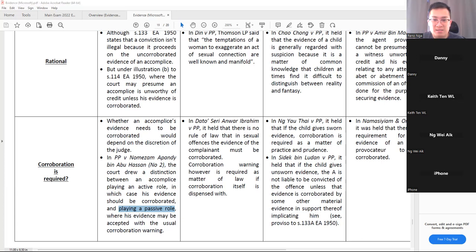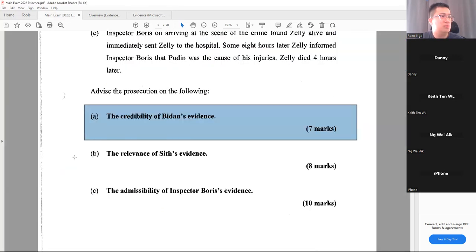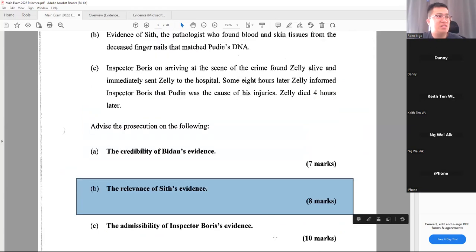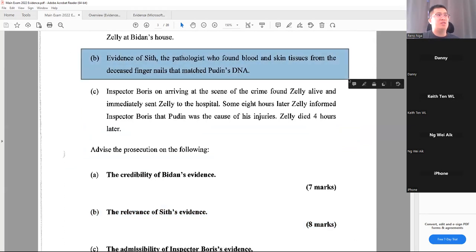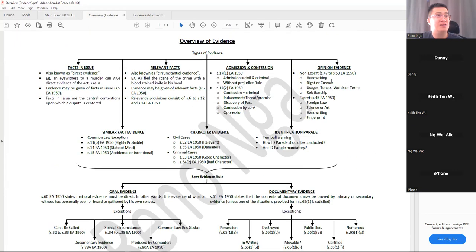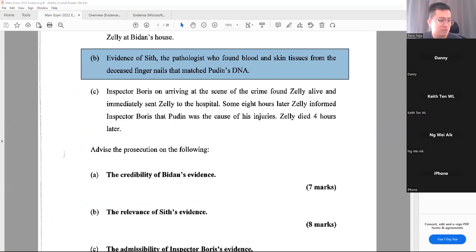And then let me go to part B, relevant or similar evidence. So who is this S? S is a pathologist who found blood and skin tissue from the deceased's fingernail that matched Putin's DNA. I have many students who will write an answer on the opinion evidence, right? I pointed out just now this part. Why? Because they say, hey, pathologist, DNA, all this is science and art, right? But actually, if you look at the marks, it's 8 marks only.